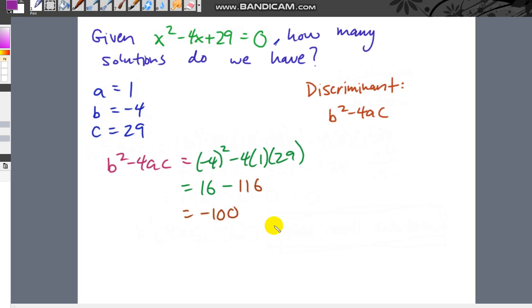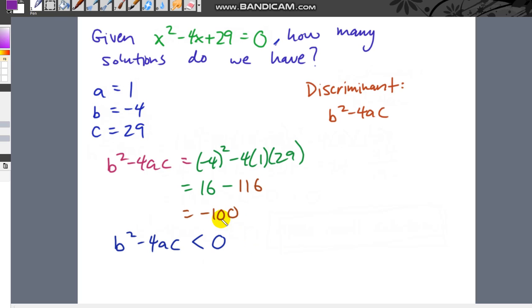Now we have to do a little comparison. Is negative 100 greater than 0? Is it equal to 0? Or is it less than 0? Of course, we have a negative number. Since we have a negative number, that means b squared minus 4ac is less than 0. So we have negative 100, which is less than 0, which makes sense in this context.